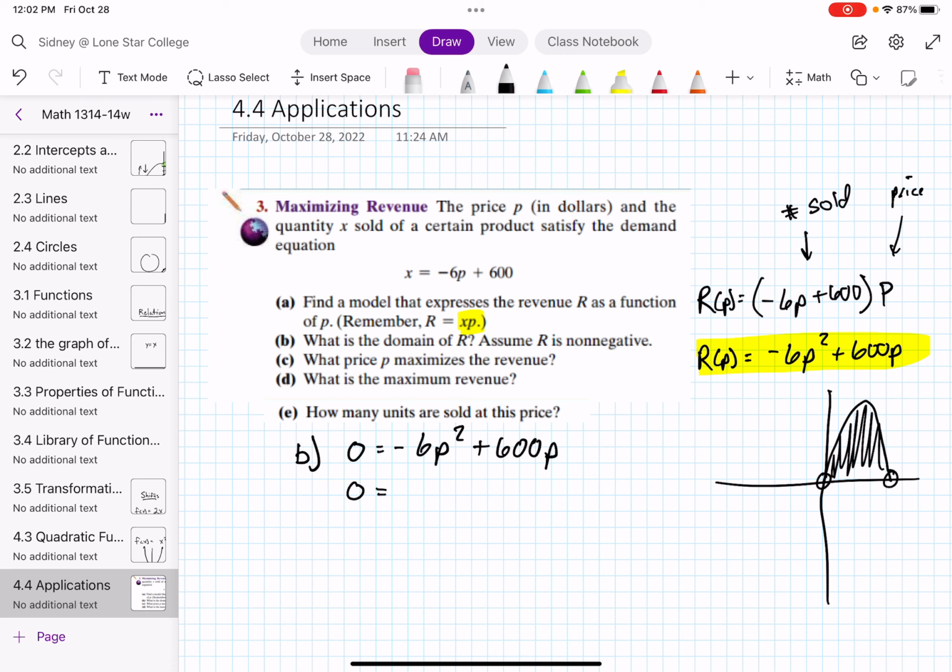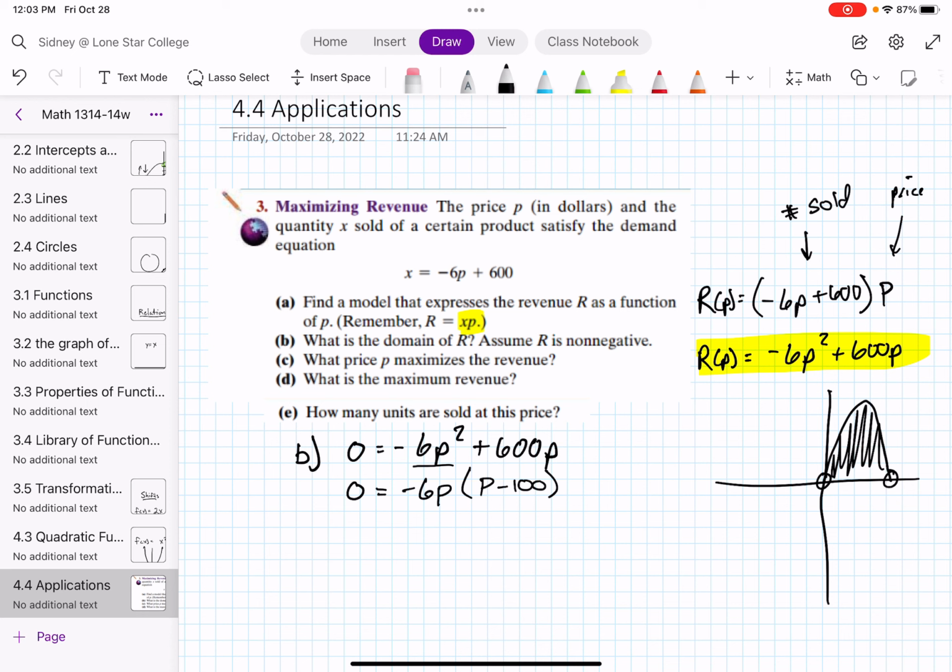When we set it equal to 0 in this type of equation, I would actually factor this. I would take out a greatest common factor of -6p. That would leave me with p minus 100. I can check that by multiplying this back in to see if it gives me what I originally had. -6p times p is -6p squared. That checks out. And -6p times -100 would give me positive 600p. So I would say that's good factoring.